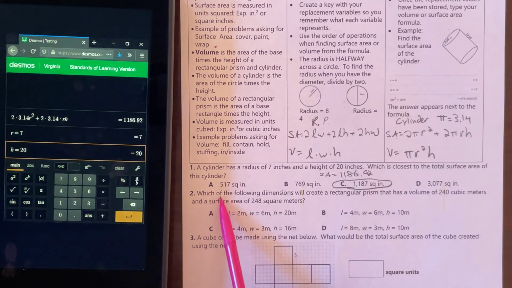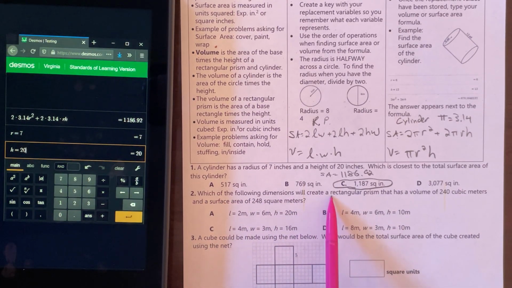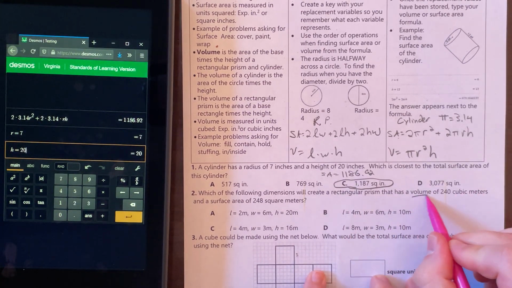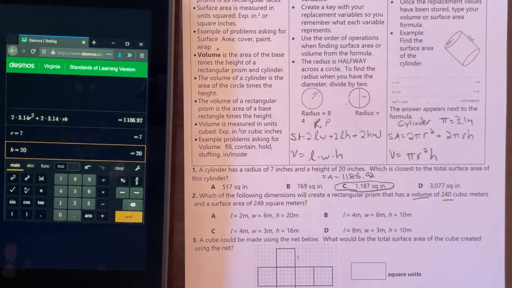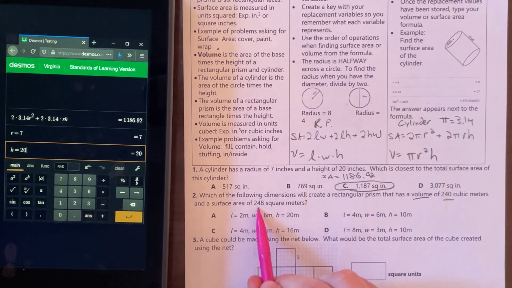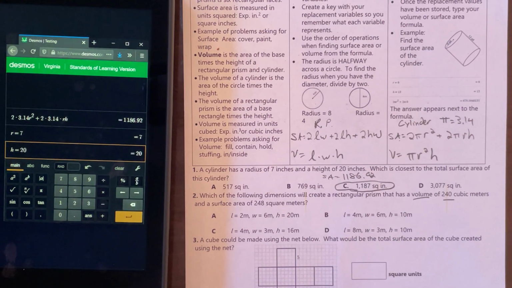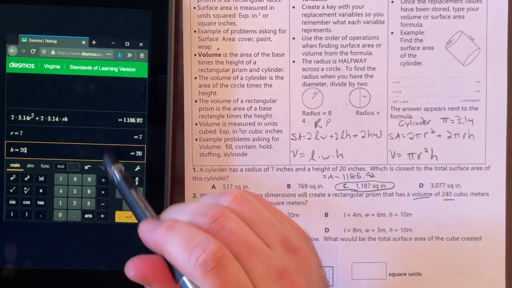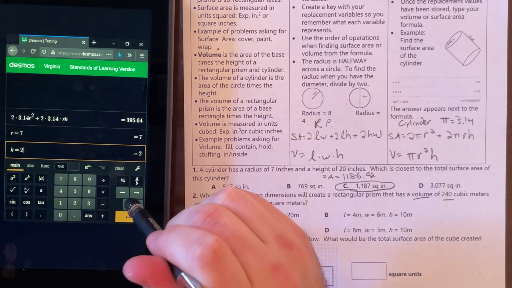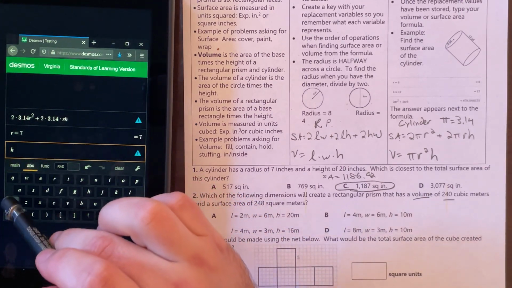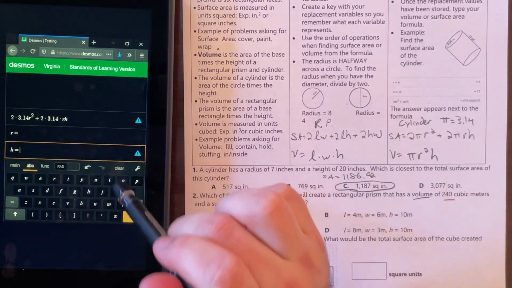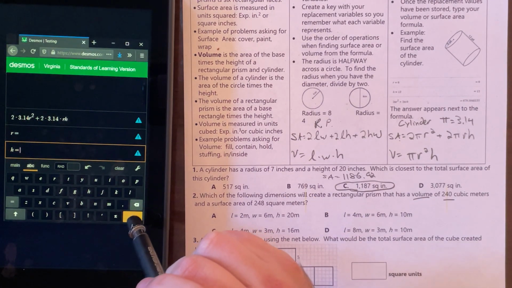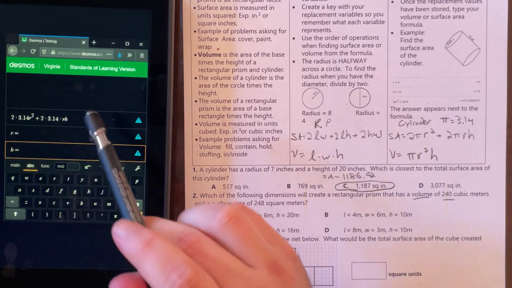All right, for number 2, it says, which of the following dimensions will create a rectangular prism that has a volume of 240 cubic meters and a surface area of 248? So again, we're talking about a rectangular prism. What I can do is clear these out. We still have the equals, and I can clear out those values, but I can still save those in there. That way I know I'm going to be using them later. So what else do I need?